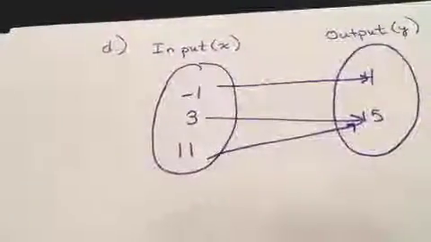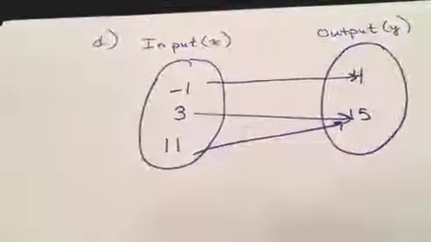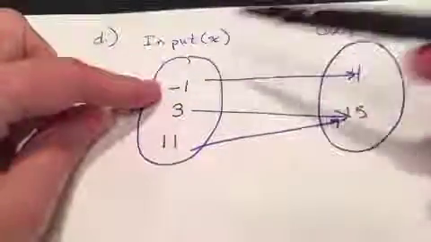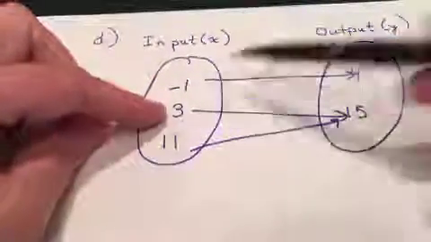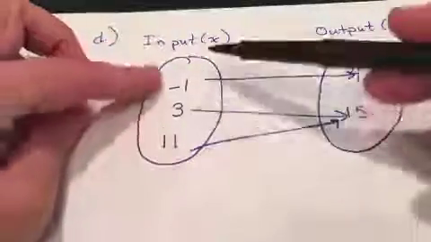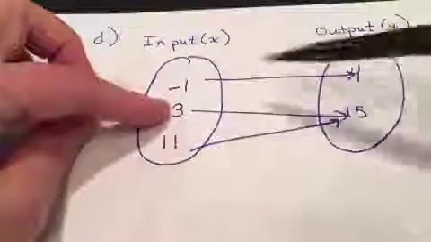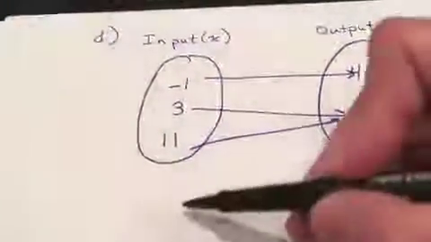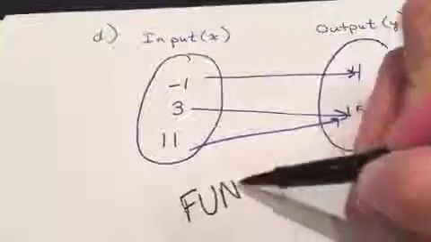So here is an input-output chart. This is another way you can show a relation. And if you look, -1 gets mapped to 4, 3 to 15, and 11 to 15. Do any of these x's have more than one output? And the answer is no. Therefore, this is a function.